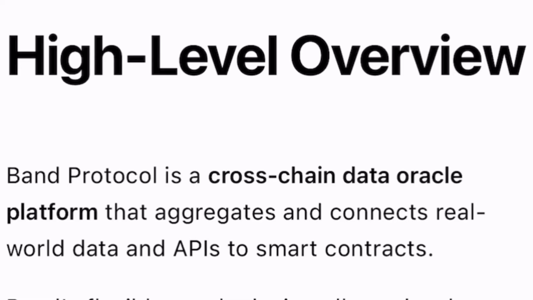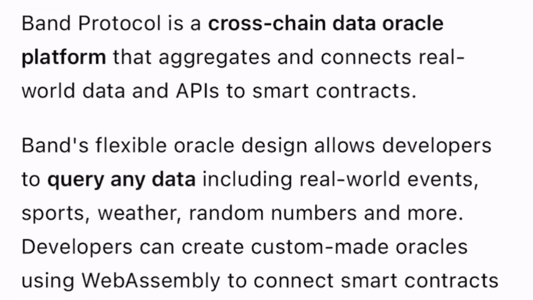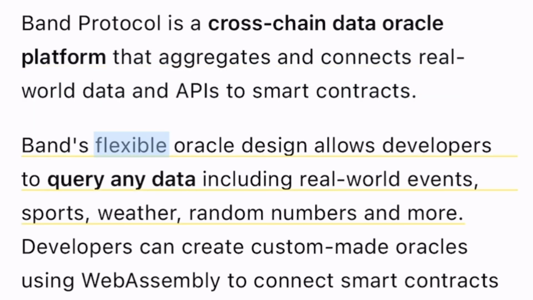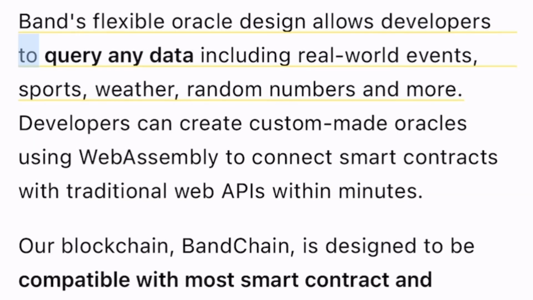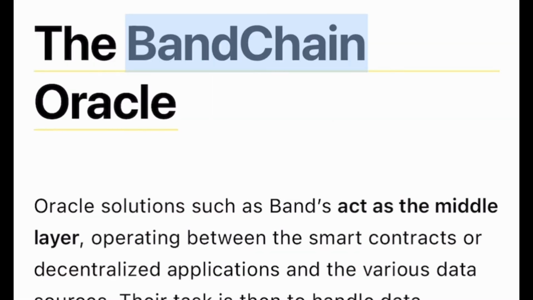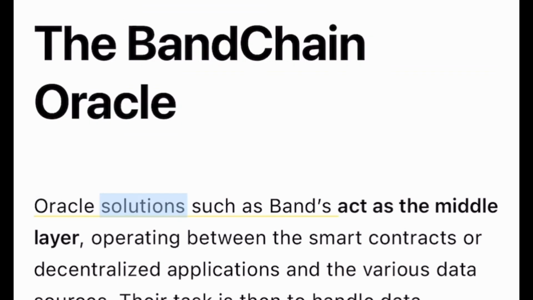High-level overview. Band Protocol is a cross-chain data Oracle platform that aggregates and connects real-world data to smart contracts. Band's flexible Oracle design allows developers to query any data, including real-world events, sports, weather, random numbers, and more. The Bandchain Oracle. Oracle solutions such as Band's act as the middle layer, operating between the smart contracts or decentralized applications and the various data sources.